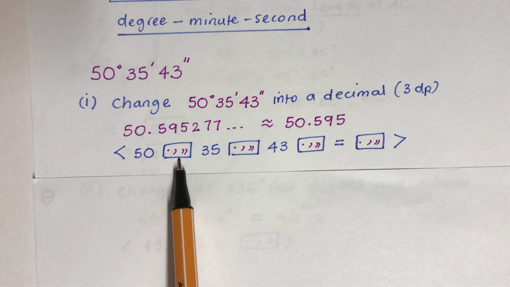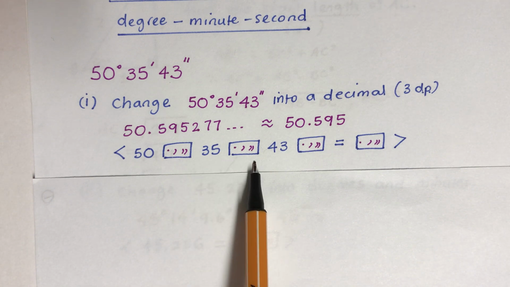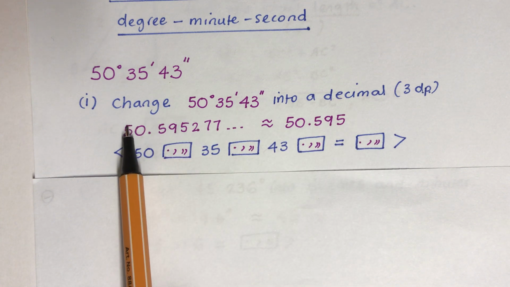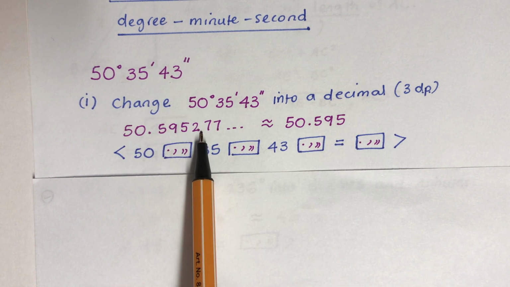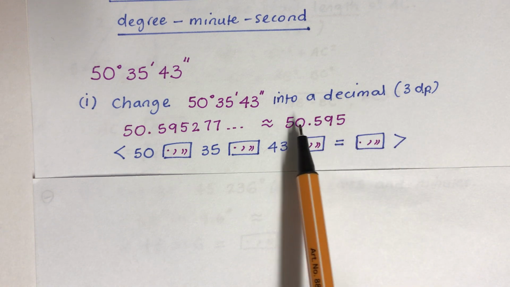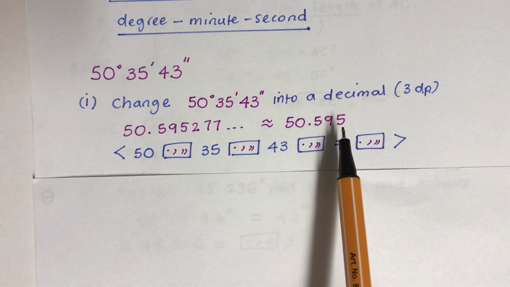50 and then the DMS button, 35 DMS, 43 DMS, equals, and the DMS button again, and you will get 50.595277 and so on. And roughly, because it's 3 decimal places, it'd be 50.595.